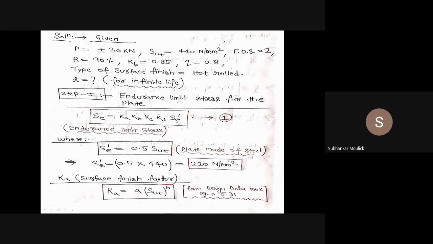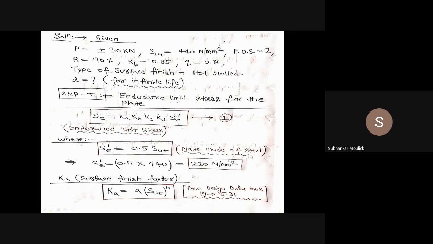We got that. Next we have to find out the values of Ka, Kb, Kc, Kd. We know from the design data book that Ka is A into SUT to the power B. See, I have written over here from design data book, page number 5.31. In the book which I have given to you in the Google Classroom, check page number 5.31. This equation will be given to you, so you have to write this line down. So Ka is A into SUT to the power B. Now SUT I know is 440. I have to evaluate the values of A and B.